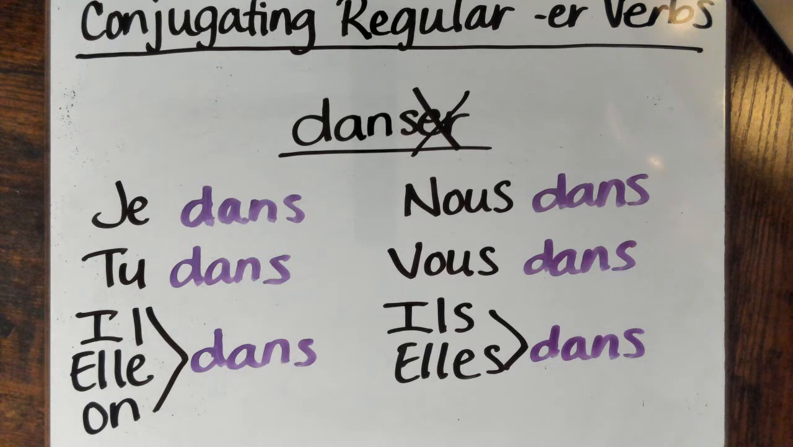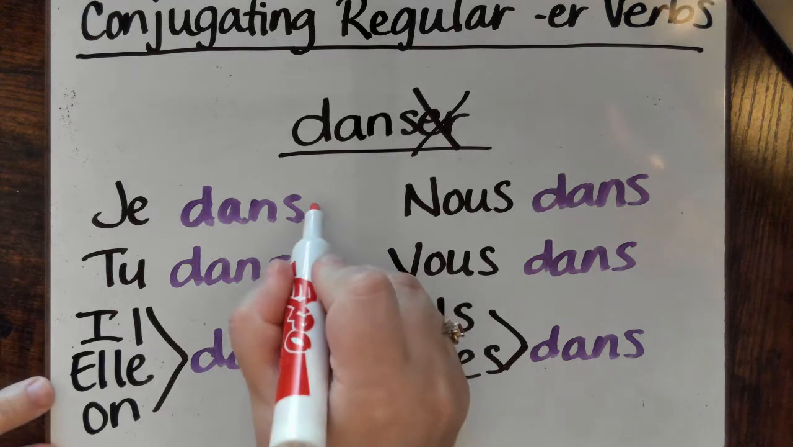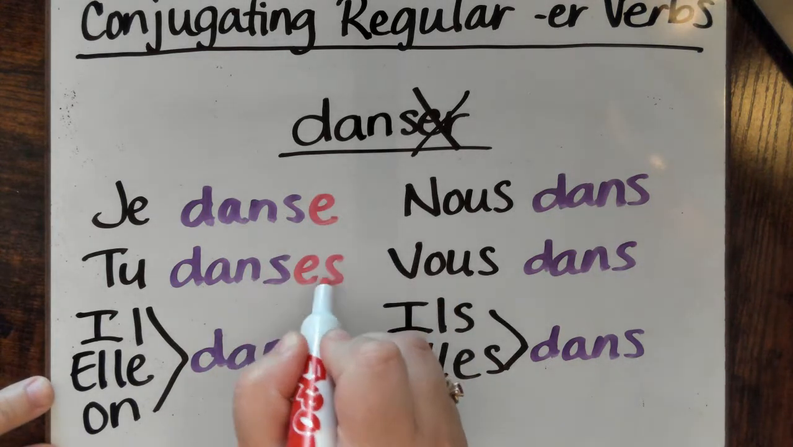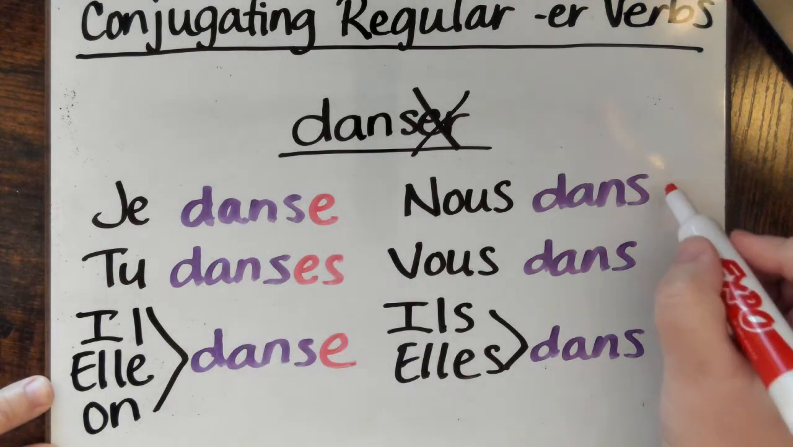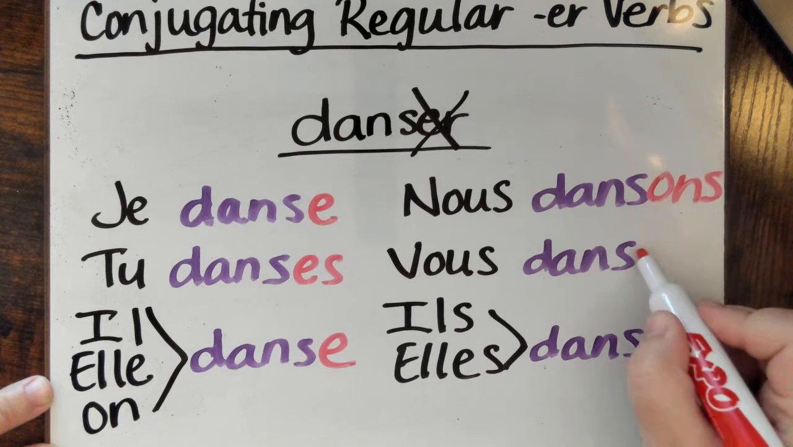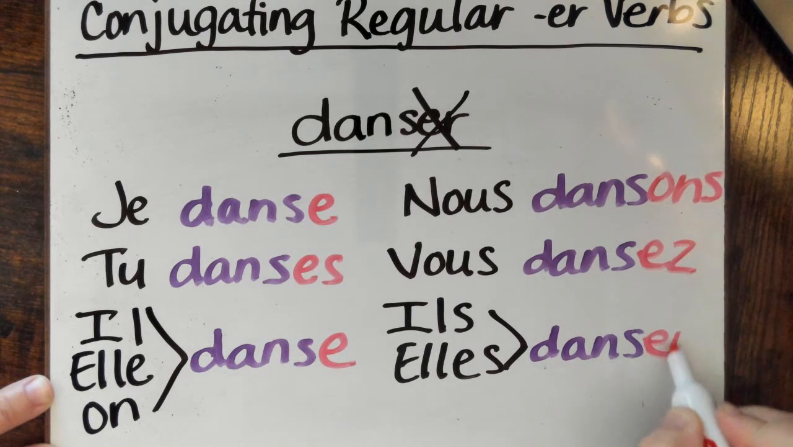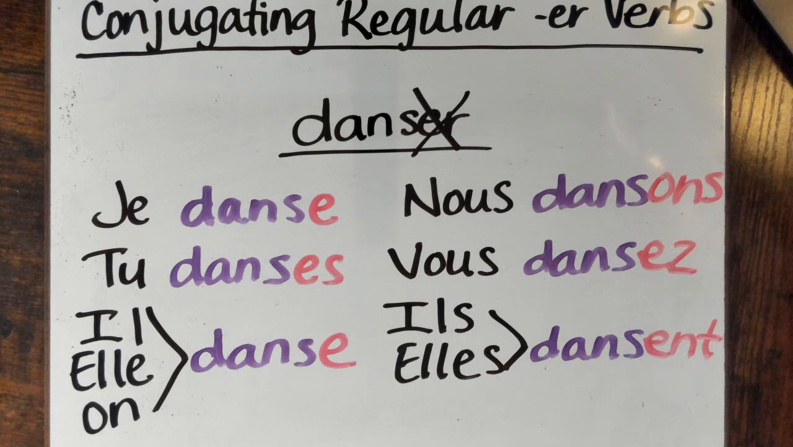Step 2 is add the ending. The endings are E, ES, E, ONS, EZ, ENT. And that's how you conjugate a regular ER verb.